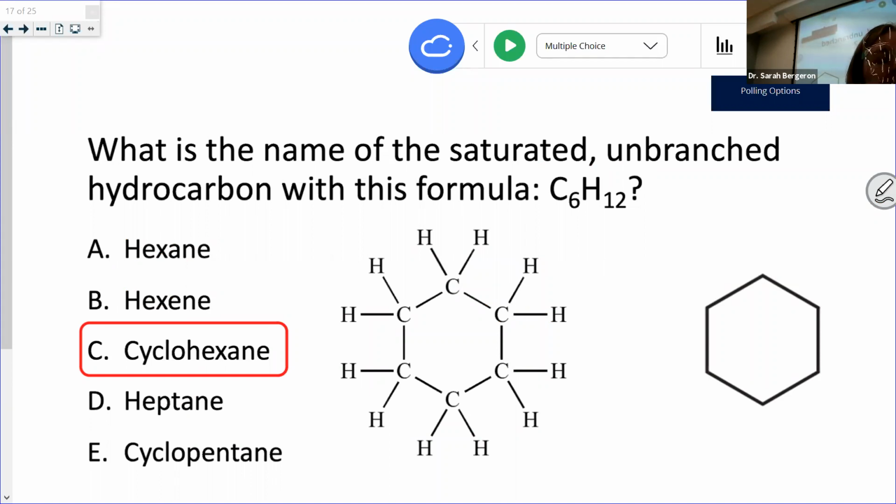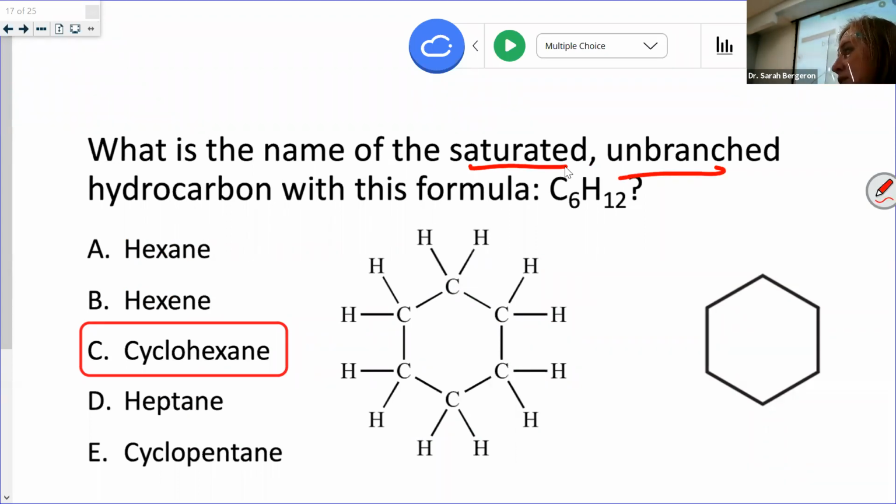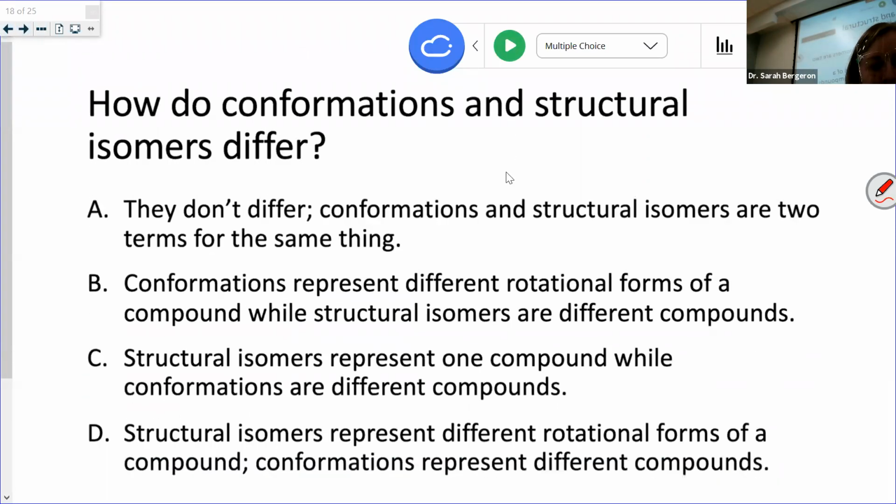So either way you could draw it, Lewis, you could draw it skeletal, but we're talking about cyclohexane. When you're taking the exam, if you see something like that, do you have to draw it out? No. You were just told that it's saturated and unbranched. That means all it has is carbons and hydrogens, and it's a continuous chain. Either it's a long chain or it's a circle, but it's still just a chain, right? So that should speed up your exam time a little bit if you keep those things in mind.